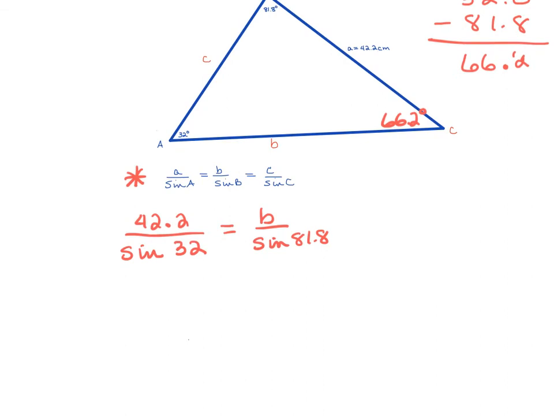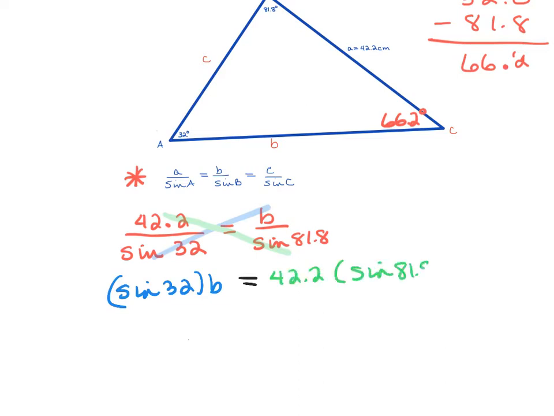And now I'm going to go ahead and solve my proportion. I'm going to multiply sine of 32 times little b and 42.2 times sine of 81.8. So sine of 32 times b is equal to 42.2 times the sine of 81.8. I'm going to divide both sides by sine of 32.